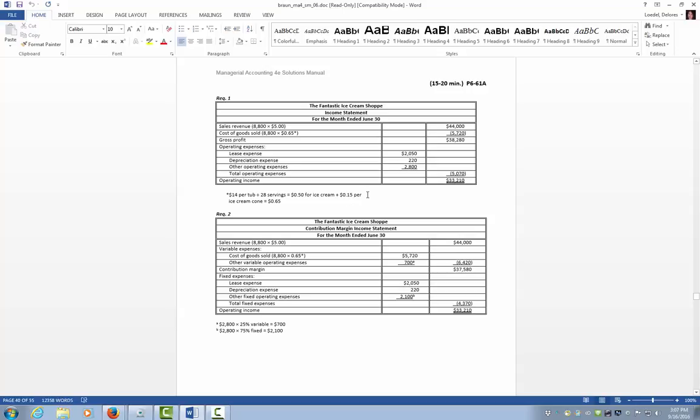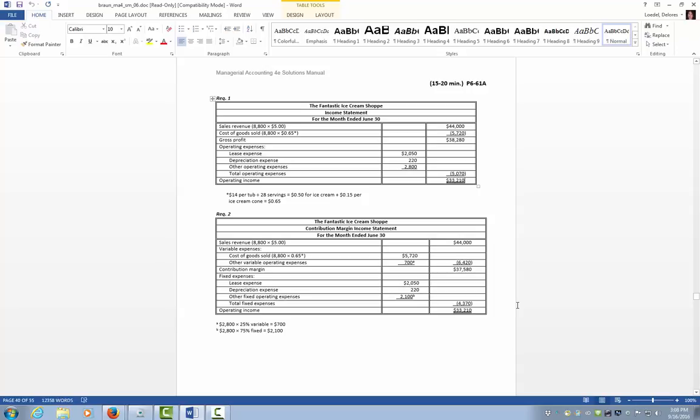Okay, so 8,800 of the number sold times 65 cents of the cost gives us our $5,720. Pretty nice gross profit there of $38,280. All of these expenses are operating leases. All of that was given to us to come up with our total operating expenses and our operating income of $33,210. Okay, that should be a nice review.